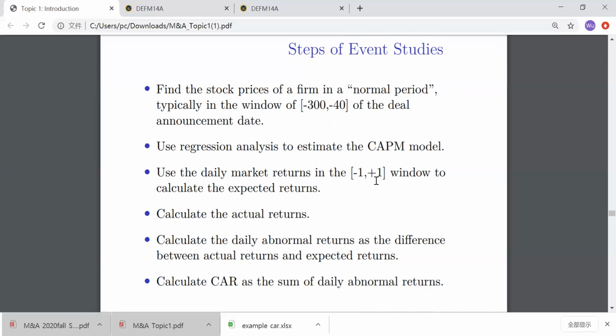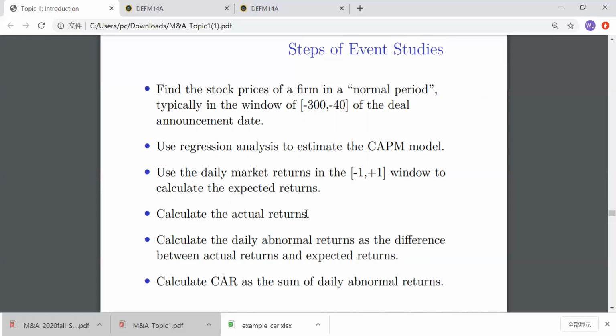Now, typically, when we try to estimate the CAPM model, or the relationship between the return and the market return, we use regression analysis, which I will tell you about in a little bit. Basically, after we estimate this model, we can use the daily market returns in the -1 +1 window, right? You can have -3 +3. It's just a matter of the window that you want to investigate. You can use the daily market returns to calculate the expected return, right?